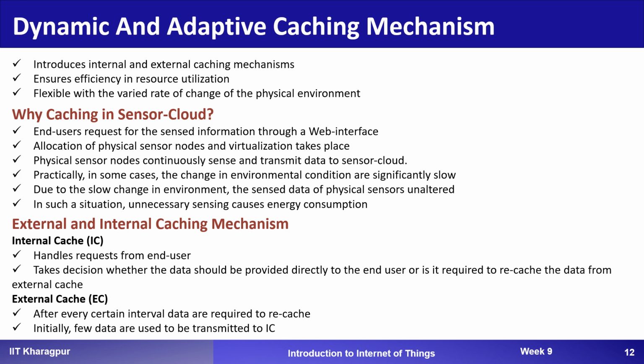Basically, this is similar to your memory system. The end user asks for particular data; if that data is present in the cache, then the data is provided to the end user, and if it is not present in the cache, then the request is sent to the main memory. Somewhat similar to that scenario, there are two caches present, and after that there are physical sensors. The internal cache will decide whether to provide the data from the internal cache only, or whether we need to refetch the data from the external cache, and the external cache is responsible for recaching the data after a regular interval of time.